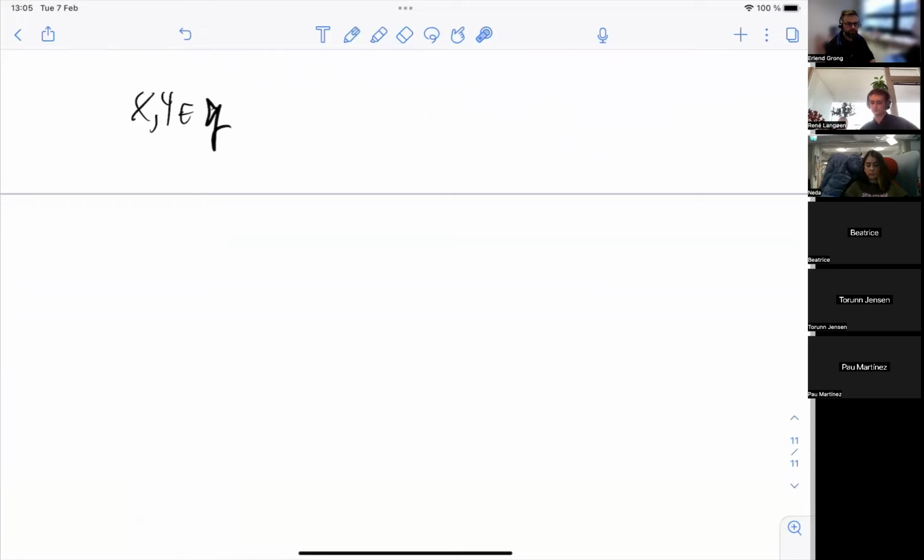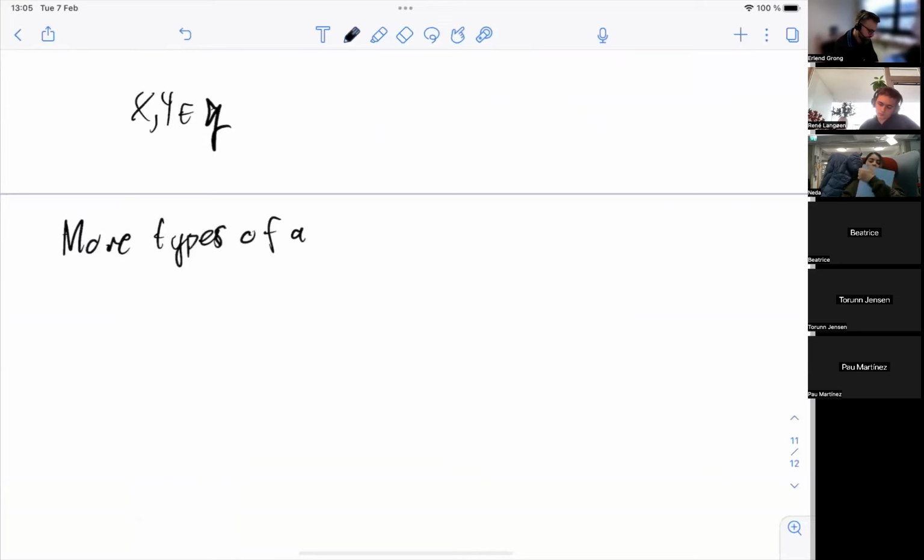So the next topic is nilpotent and solvable Lie algebras. Since I'm running out of time here, I'll do more types of algebras next week.